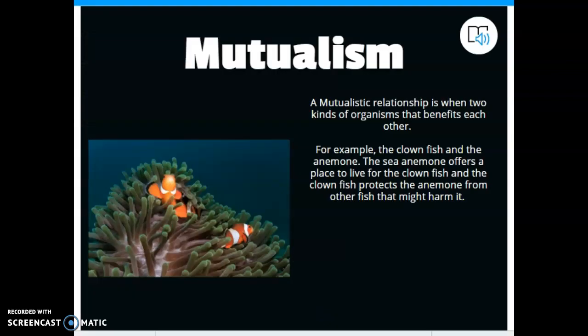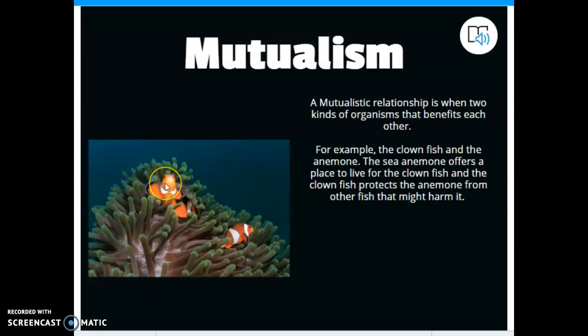So we're back to mutualism, because the sea anemone and the clownfish have a very, very special relationship. There is a video embedded in this. I would ask that you watch it, because it's amazing how much these two actually work together. The clownfish and the sea anemone are mutualistic. They both help each other.